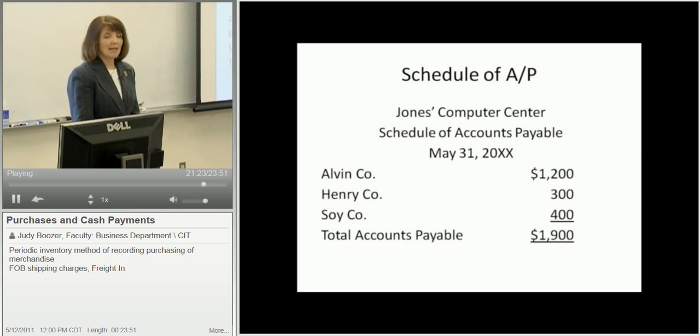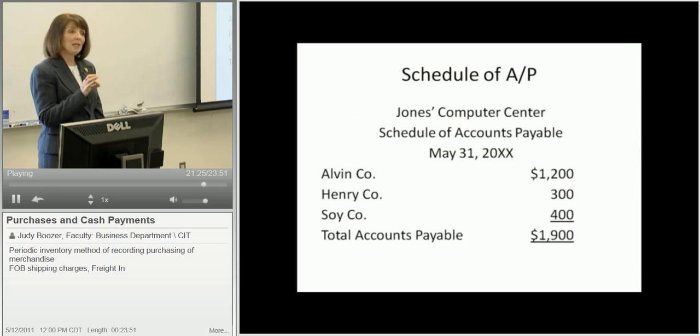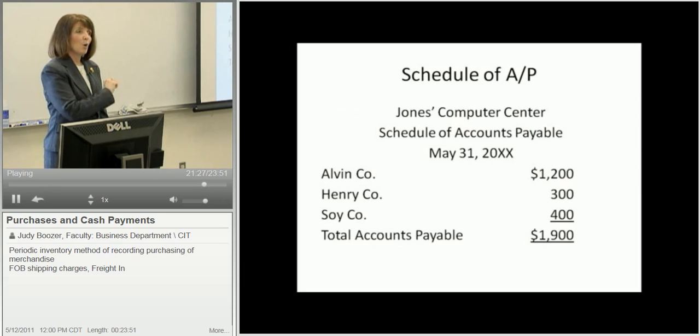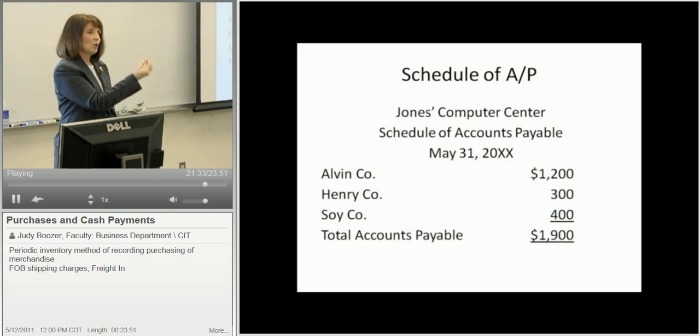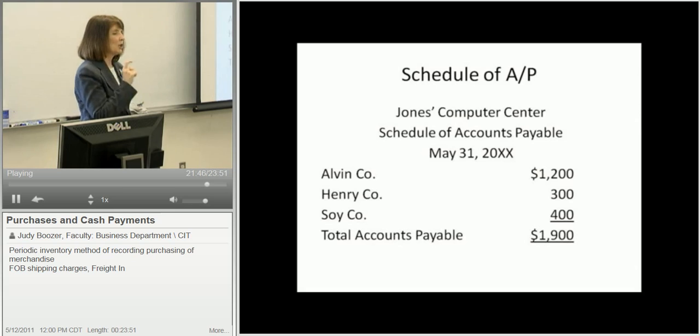And here's an example of one. Again, company name goes in the heading, what it is, a schedule of accounts payable, and the date it was prepared. And again, you list your vendors and their balances as of this date. You total them up, and that total should agree with something. What should it agree with? Accounts payable in the general ledger.